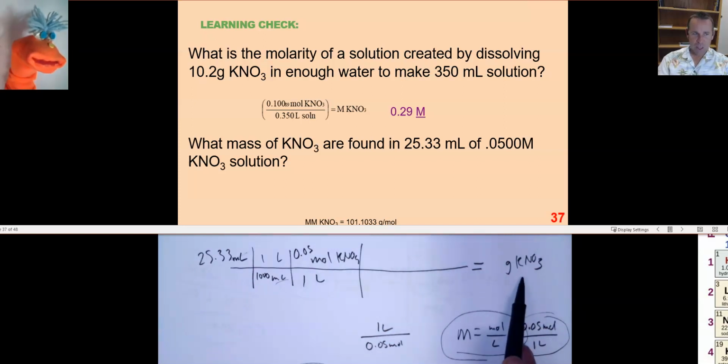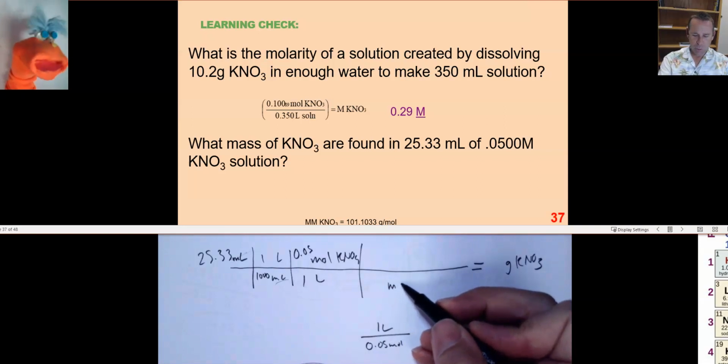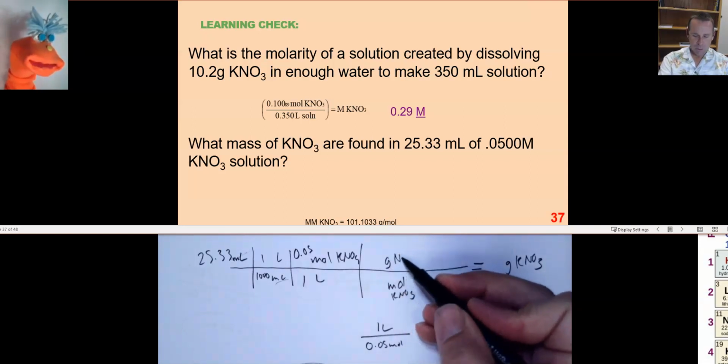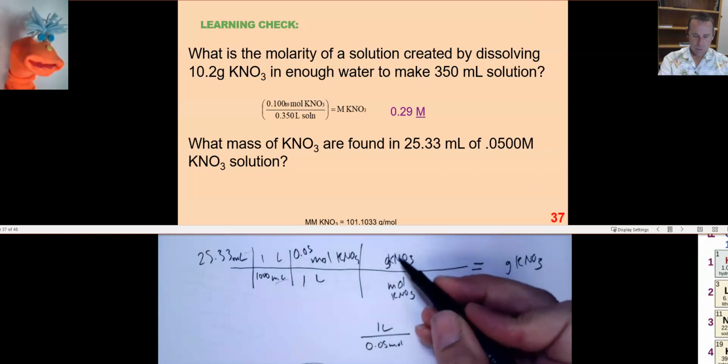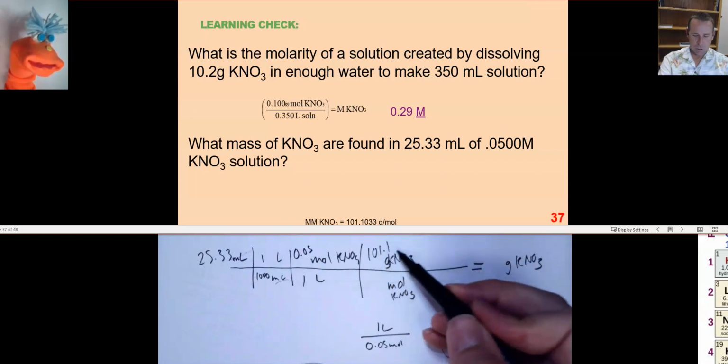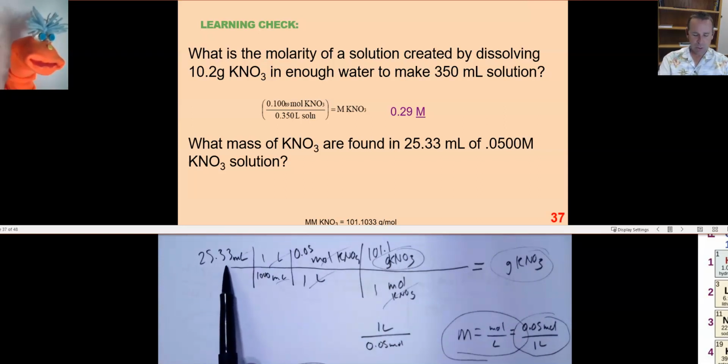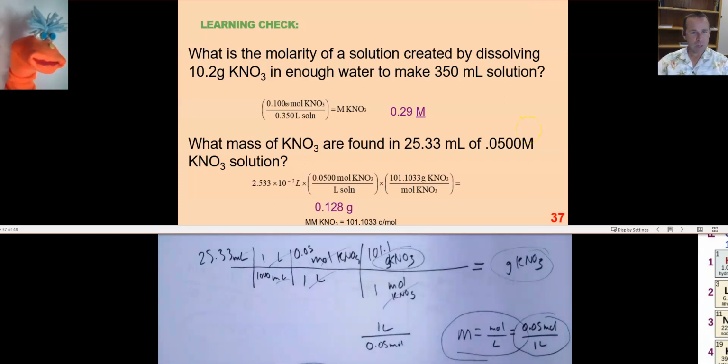And now I want grams of KNO3, but I have moles. That's just the molar mass. That's right, moles of KNO3 and grams of KNO3. There's 101.1 grams for every 1 mole. So I have ended up with grams of KNO3. So 25.33 divided by 1,000 times 0.05 times 101.1. That should be our molar mass, our grams of KNO3.